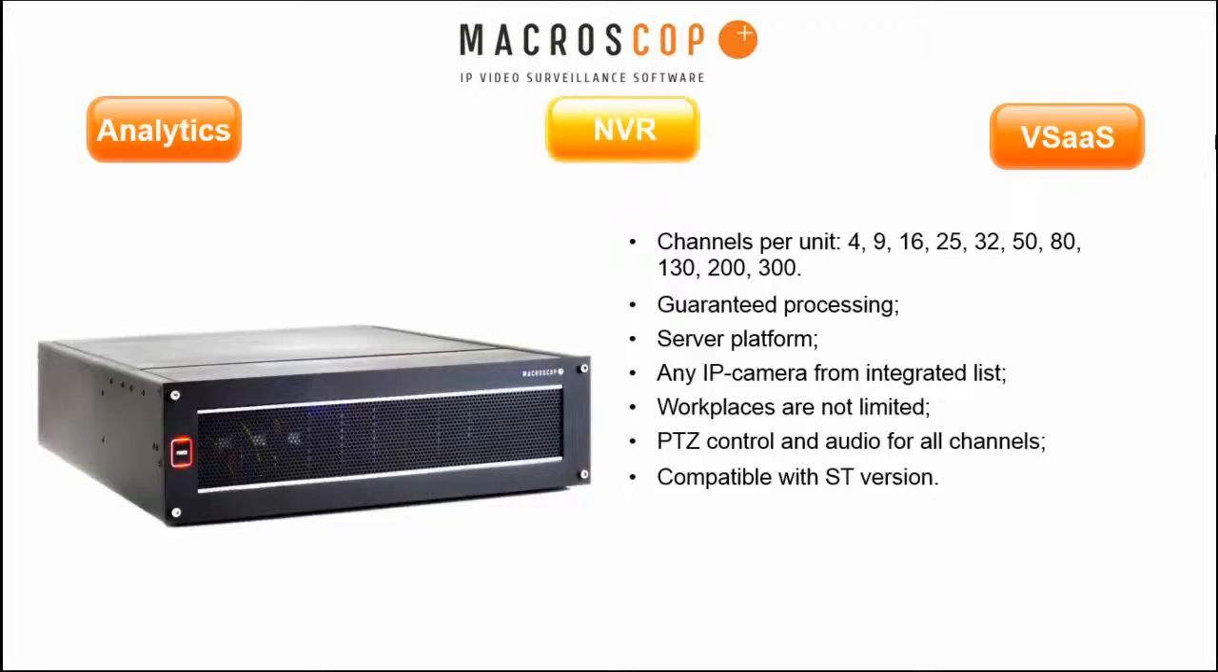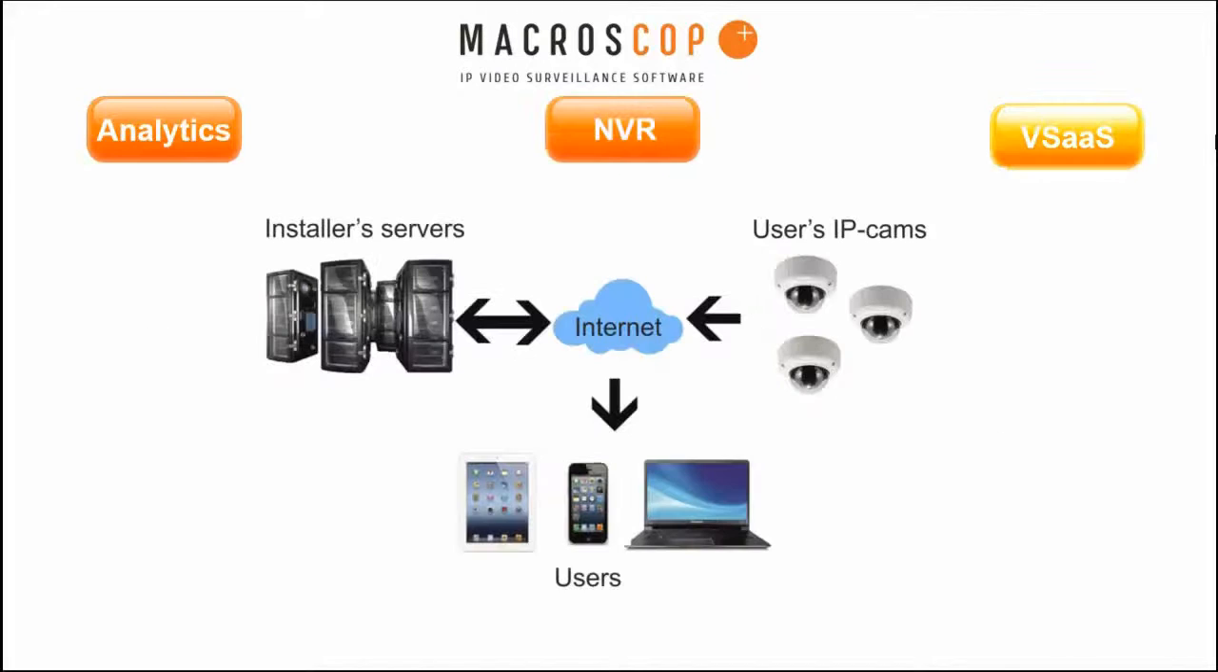We have network video recorders in our product portfolio, and those are ready to use hardware and software solutions for IP surveillance system of any size from 4 to 300 channels. Core advantage of this solution is the guaranteed processing according to the technical specification of our network video recorders. You can use any IP camera from integrated list, and PTZ control and audio are for all channels included for free. Workplaces are not limited, and it's compatible with a ST version. Thus, our network video recorder could be easily added to existing civilian system working on macroscope and vice versa.